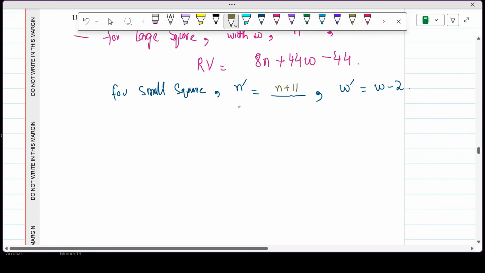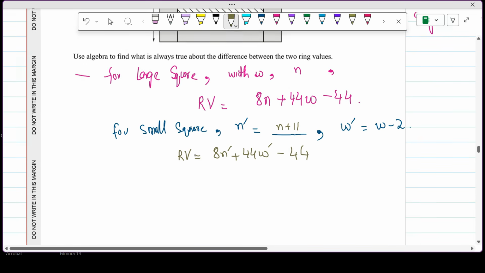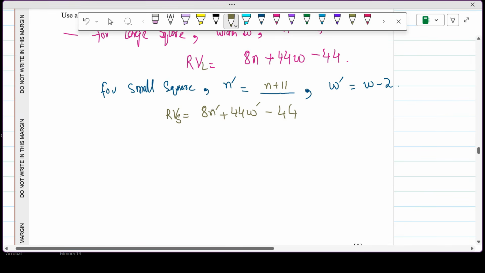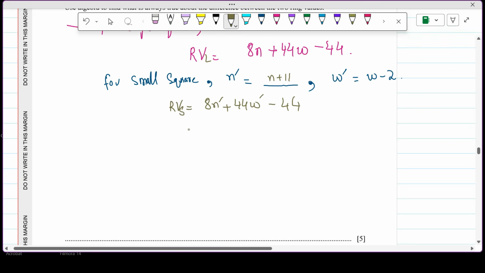Based on this information, the generalized ring value is equal to 8n' + 44w' - 44. This is the ring value for the small square, and in this case n' is the top left value of the small square and w' is the width of the small square.